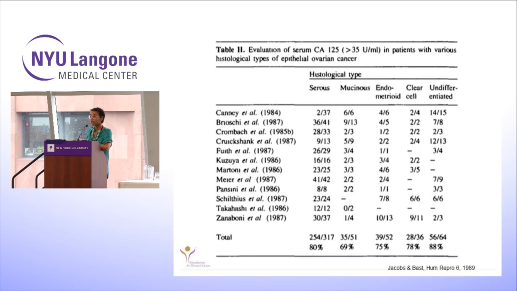Also, the different subtypes of ovarian cancer do not have the same likelihood of having an elevated CA125. So, if you have serous cancer, you're most likely to have an elevated CA125. So 80% of patients with serous cancer have high CA125 levels. But if you have a mucinous or endometrioid type cancer, you're much less likely to have an elevated CA125 level. So there's variation across the board.